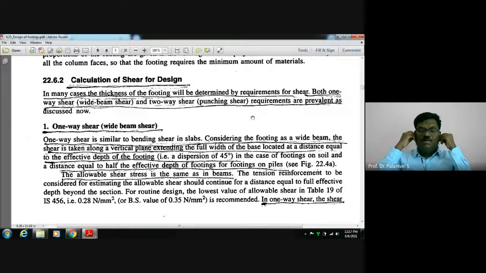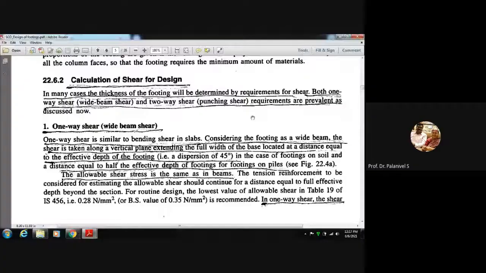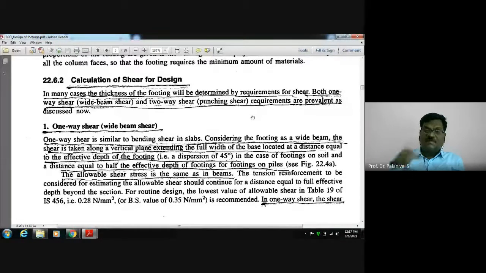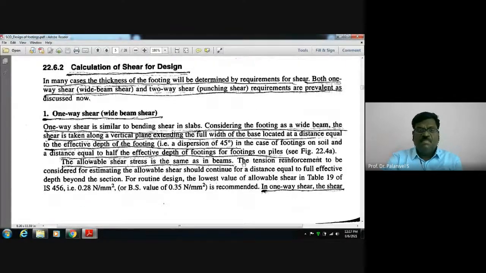There are two types of shear. One is one-way shear, called wide beam shear. Another one is two-way shear, called punching shear. These requirements are prevalent, as will be discussed now. A column footing will be subjected to one-way shear, that is wide beam shear, as well as punching shear, called two-way shear. What are one-way shear and two-way shear? I will tell you before going into the statement here.